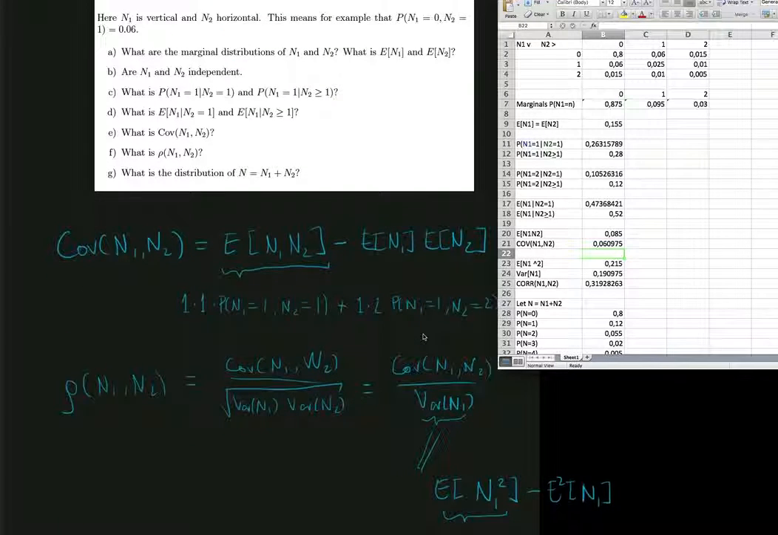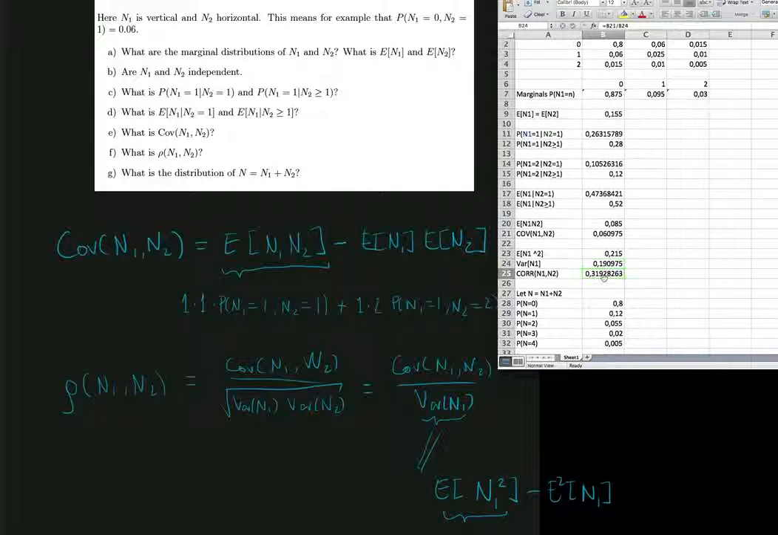Now in order to find the variance, we established that we need to find the second moment of N1. So that is exactly what we do here. We take 1 squared multiplied by the probability of N1 being 1, and add 2 squared multiplied by the probability that N1 is equal to 2. Then the variance is given as this second moment minus the square of the first moment. Then the correlation is given, as in our formula, as the covariance divided by the variance of N1. So that was the covariance and the correlation.